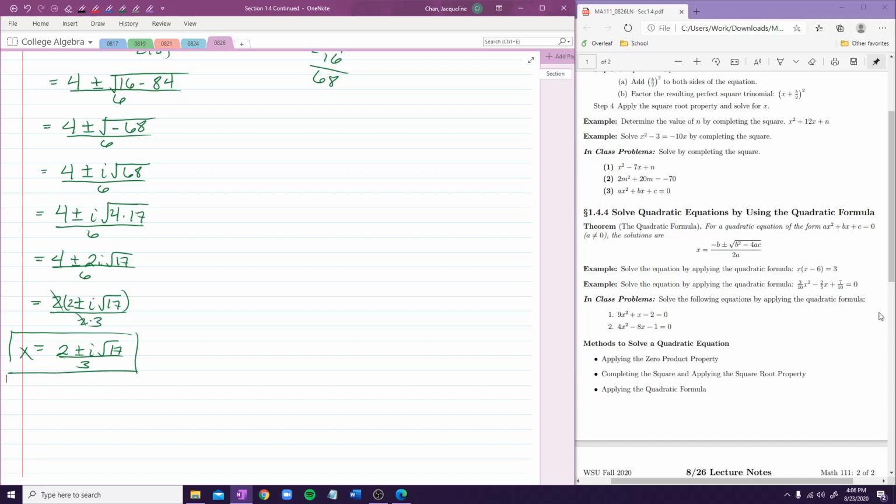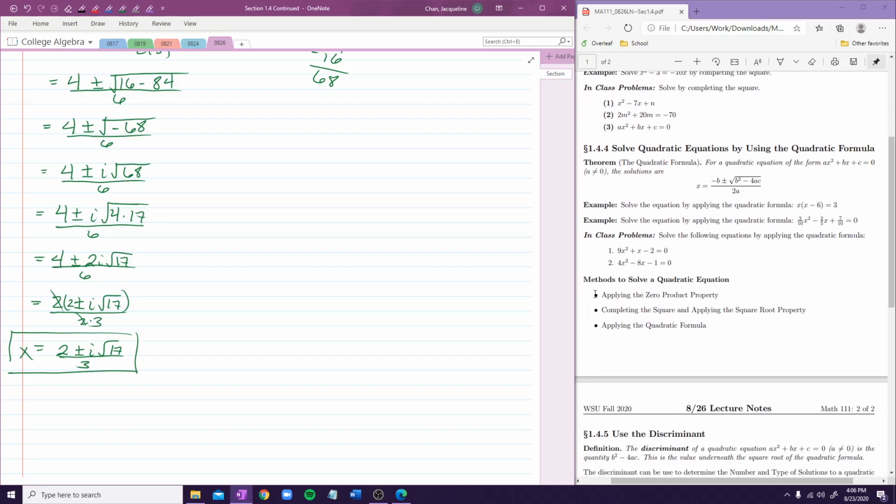So this is applying the quadratic formula. As a summary, the methods you can use to solve a quadratic equation, remember a quadratic equation is ax squared plus bx plus c is equal to 0: you can apply the zero product property, you can complete the square and then apply the square root property, or you can apply the quadratic formula. Again, I really want to reiterate, the quadratic formula would be my last resort.